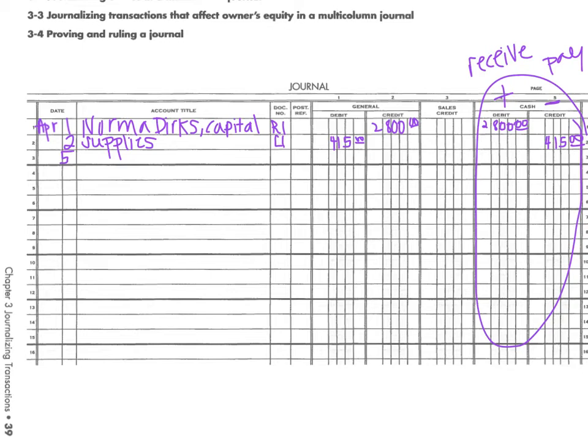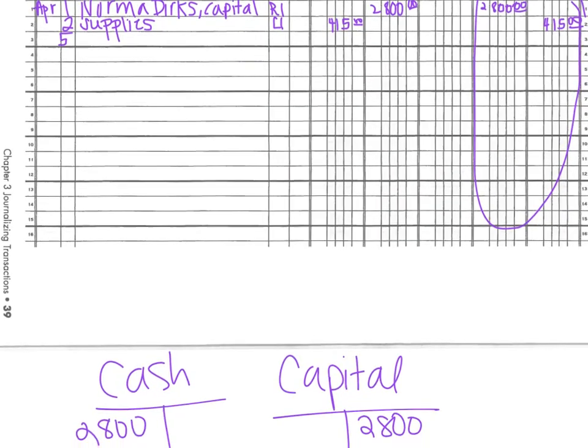So we do not have anything to do with cash. We bought supplies on account. So let's go ahead and write what we would do if we were going to do a T account for this.